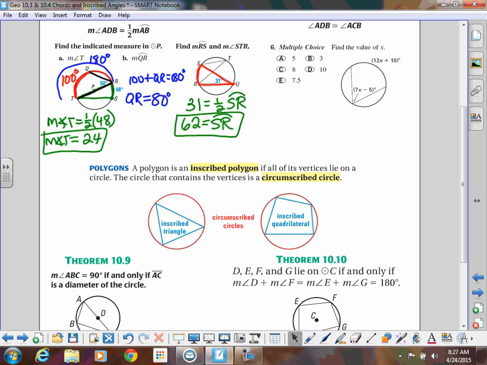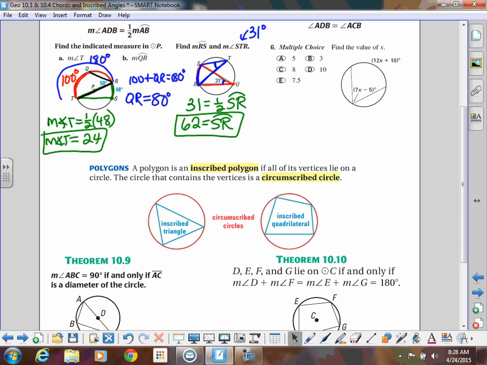Then it asks, what is the measure of angle STR? So I'm going to trace out STR. Now that's another inscribed angle, and notice that it has the same arc as the original angle. So that means that this angle and this angle are congruent. They have the same crust. So angle STR is also 31 degrees, just like angle U was.